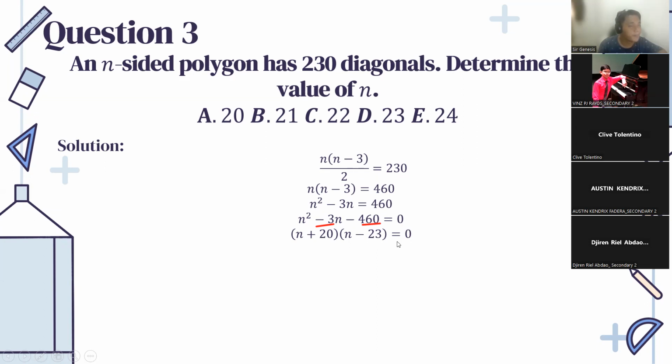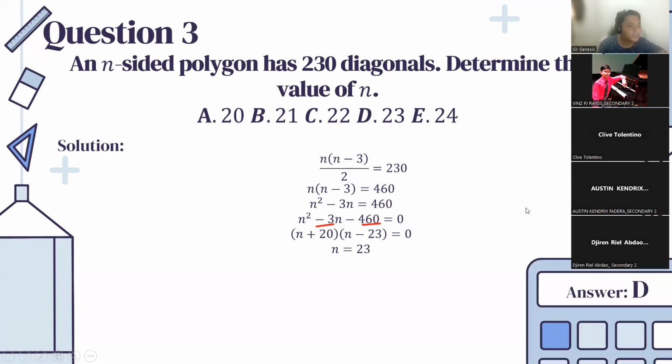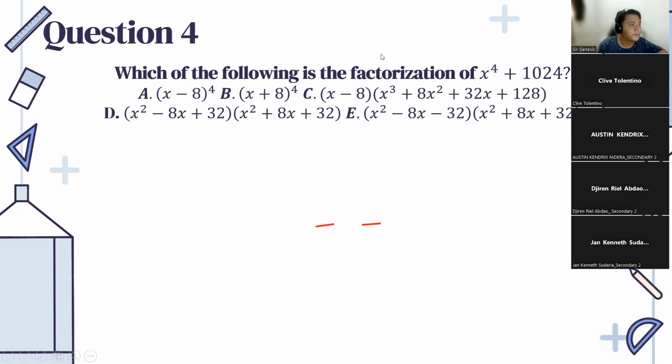Okay. And then we have this value, n is equal to 23. So the answer for number 3 is letter D. Again, we don't use n is equal to -20 because we don't have negative number of sides. Okay. So let's continue with number 4.